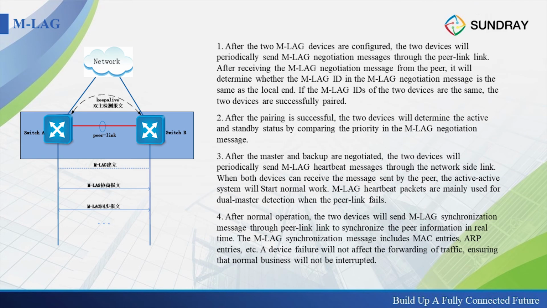After the two MLAG devices are configured, the two devices will periodically send the MLAG negotiation message through the peer link. After receiving the MLAG negotiation message from the peer, each will determine whether the MLAG ID in the message is the same as the local end. If the MLAG ID is the same, they can join in one MLAG group.